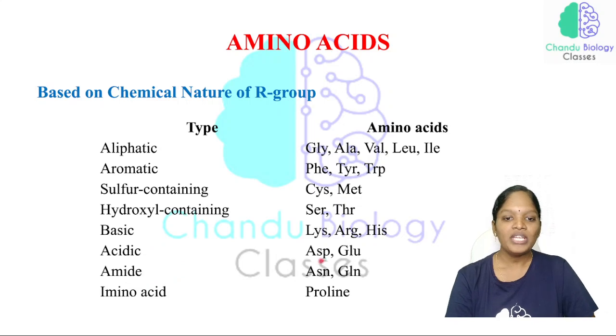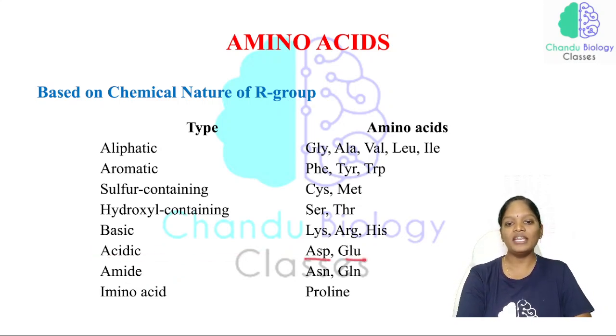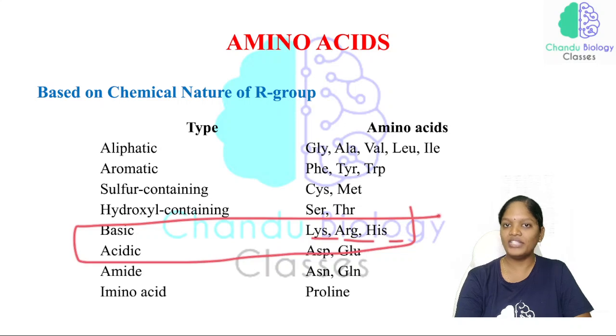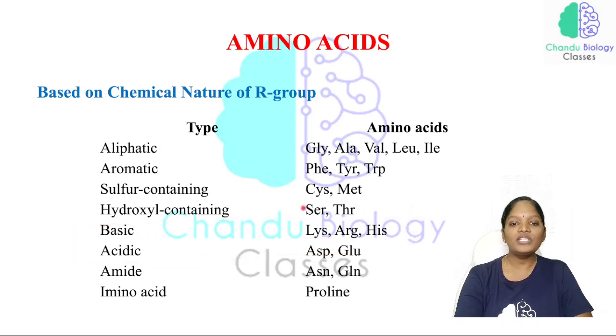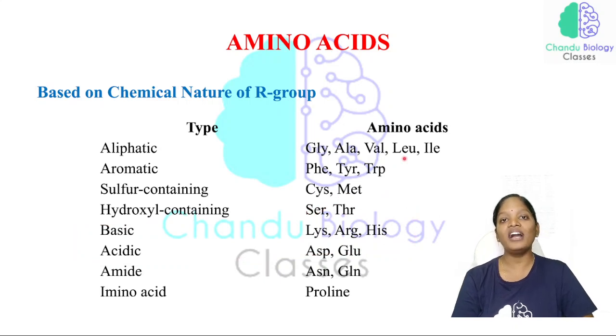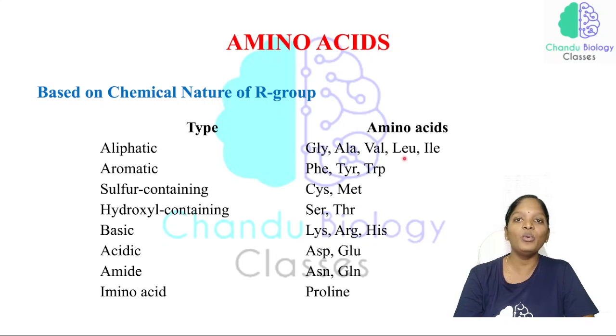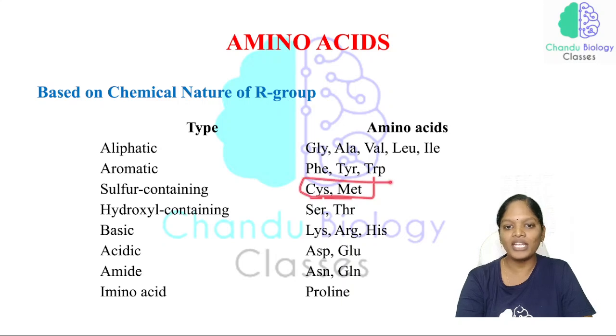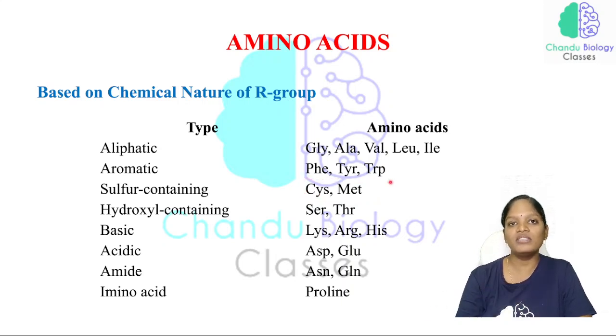And also just look at this: aspartic acid and glutamic acid, lysine, arginine, and histidine. This has been discussed already in the previous slide. Serine and threonine, these are the two amino acids having a hydroxyl group in their structure. That's why we categorize them into hydroxyl containing amino acids. And also cysteine and methionine, very important. Sulfur containing amino acids are two: one is cysteine and another one is methionine.